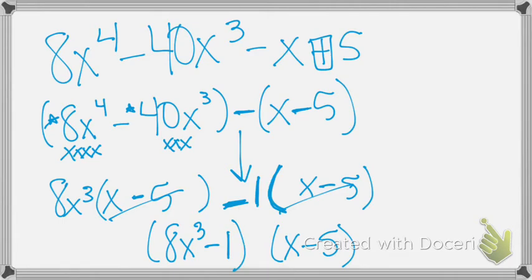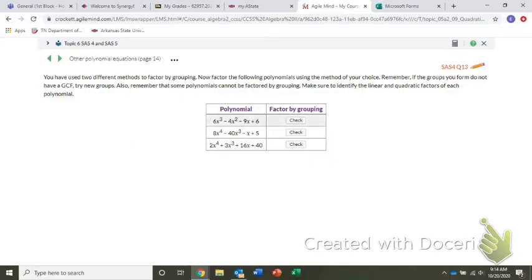Now, if I wanted to, I could keep going and I could simplify the 8x cubed minus 1 just like we did on the area model using the difference of cubes formula by taking the cube root of both. So either one is correct. All right, now I want to skip over to number 14.